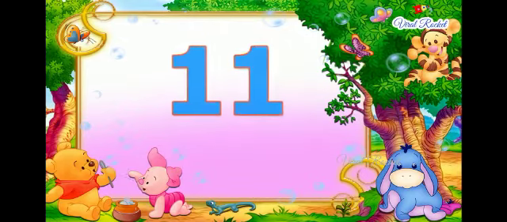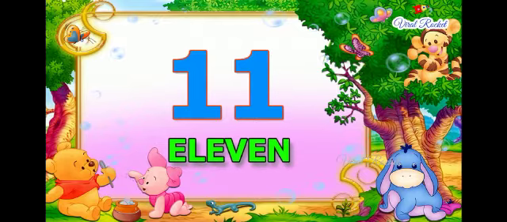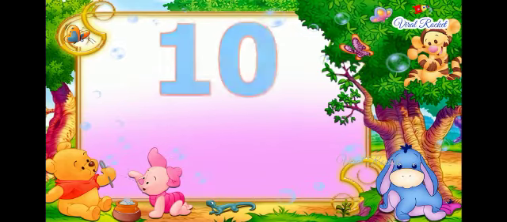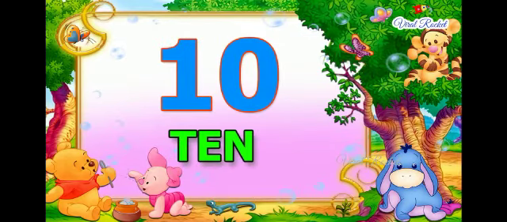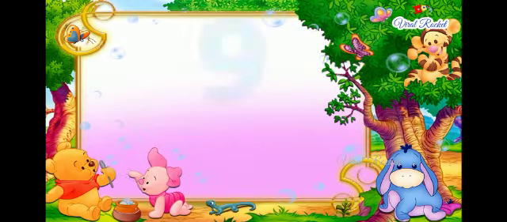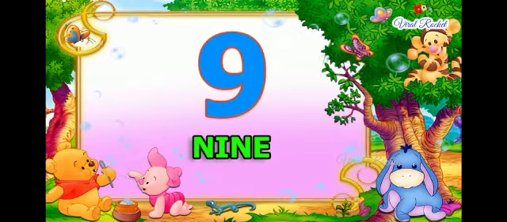And what comes before 12? 11. E-L-E-V-E-N, 11. Now what comes before 11? 10. T-E-N, 10. What comes before 10? 9. And the spelling of 9 is N-I-N-E, 9.